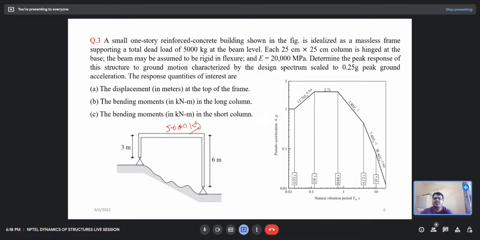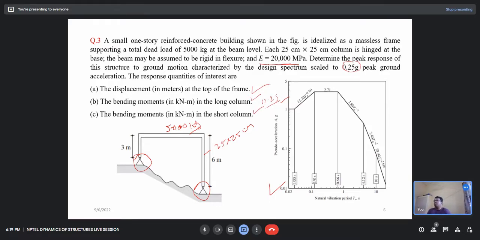The section is 25 by 25 centimeters, the columns are hinged at the bottom, and Young's modulus E is 20,000 MPa. We have to determine the response. The design spectrum is given and scaled to 0.25 g, meaning whatever response I get from it, I have to multiply by 0.25. The response quantities are the displacement at the top of the frame, the bending moment in the long column, and the bending moment in the short column.